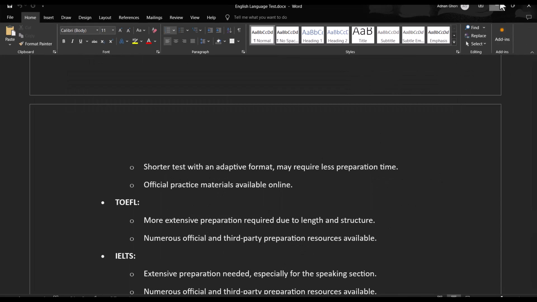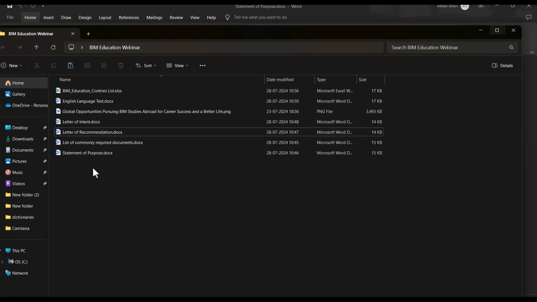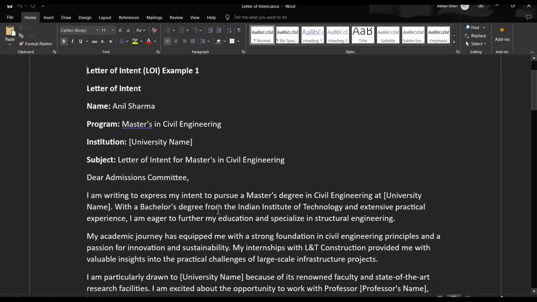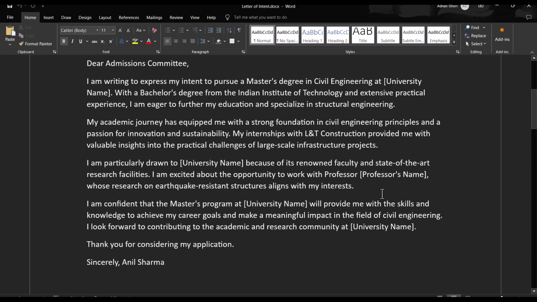So I hope I helped you understand what a letter of recommendation is and what a statement of purpose is. Now there is something called a letter of intent. A letter of intent is a little bit similar to a statement of purpose, but in the letter of intent you have to define why you want to specialize in this particular field, why you are choosing this particular course. Statement of purpose is a different thing. I may not be able to elaborate deeply in this session since I have other topics to cover. So for the letter of intent, this is an example which you can see.